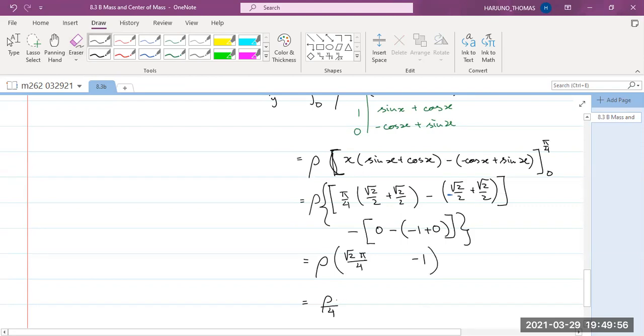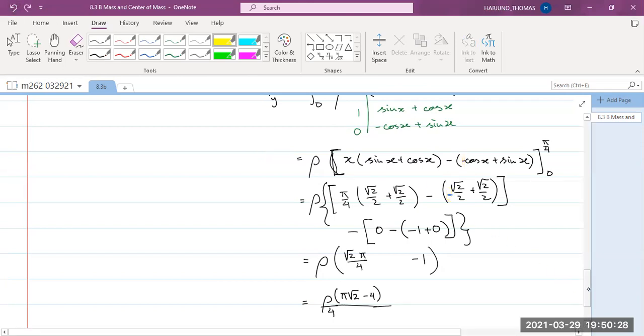So it will be rho times pi radical 2 minus 4 over 4. Right? See, I tried to squeeze that negative in there and see what happened. Yeah, because I tried to squeeze that negative in. Not a good idea, Thomas.